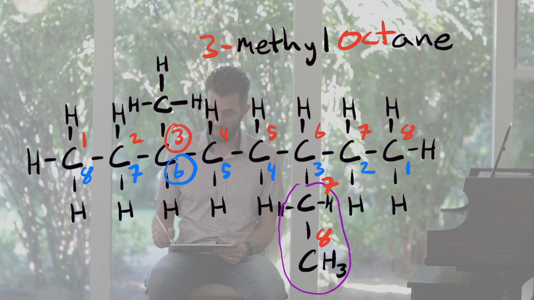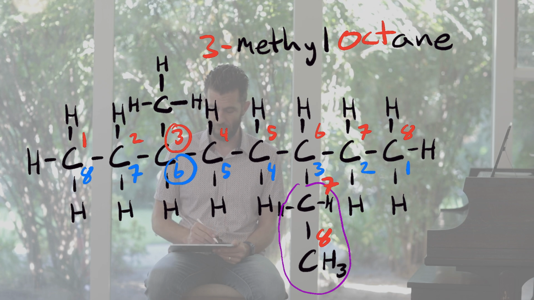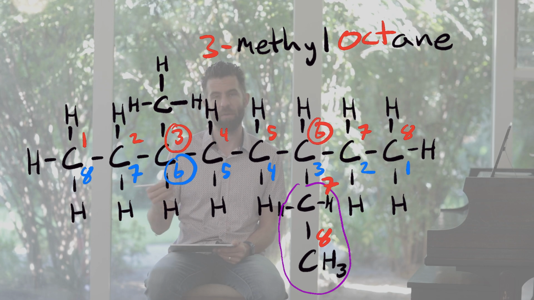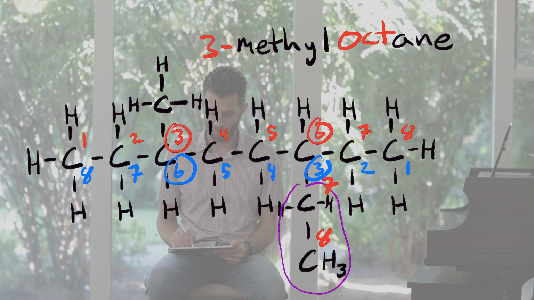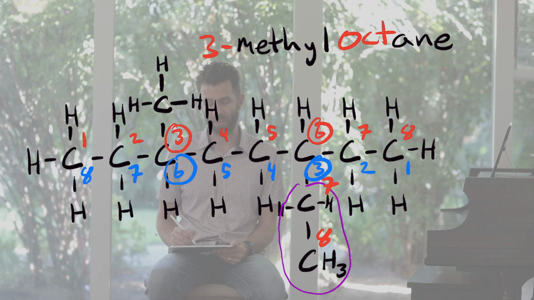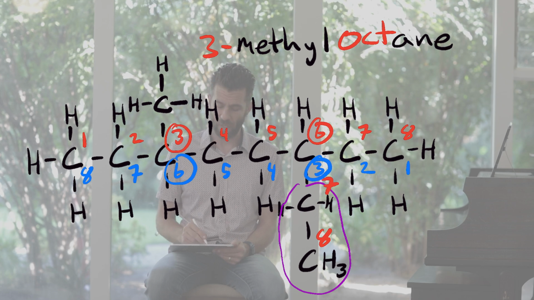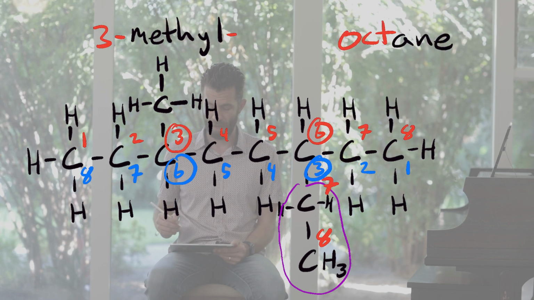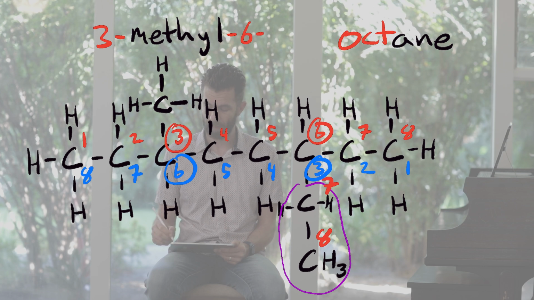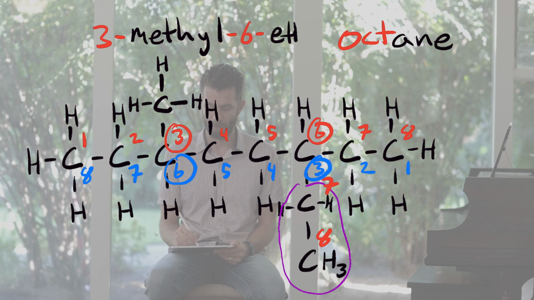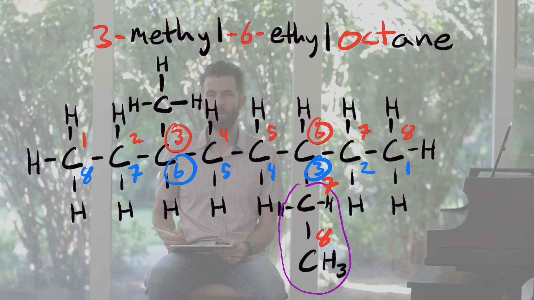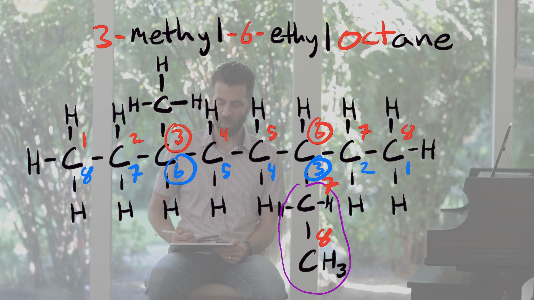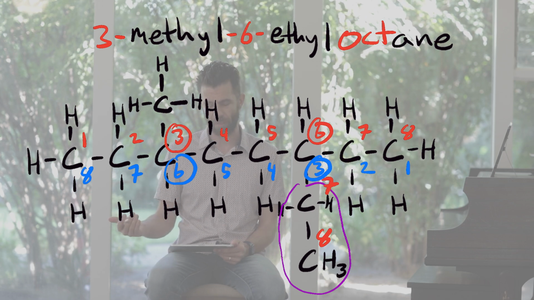We could number this 1, 2, 3, 4, 5, 6, or we could number in the opposite direction 1, 2, 3, 4, 5, 6. So we have 2 options. We could go 3-methyl, and then we would go 6, and this would be an ethyl. How do you know ethyl? Because it is 2 carbons long, as we noticed in that substituent. So we could have 3-methyl 6-ethyl octane.